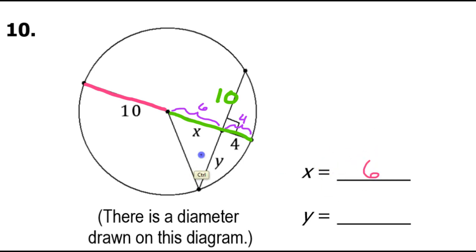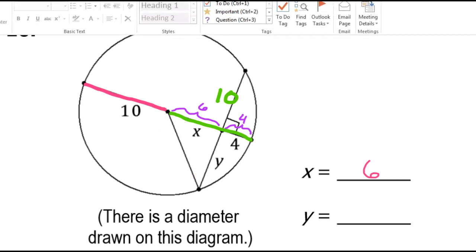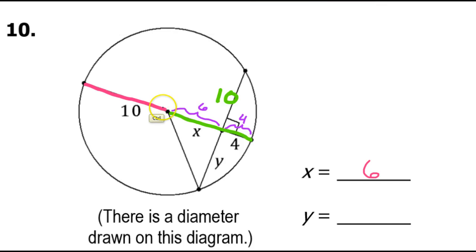Now, what about y? Well, let's come back to this radius business again. Guess what the length of this segment is? This purple segment right here. You guessed it, that is yet a third radius. Radius, radius, radius. All of these have to be 10. So I know that that is 10. So now I can use the Pythagorean Theorem to find y.